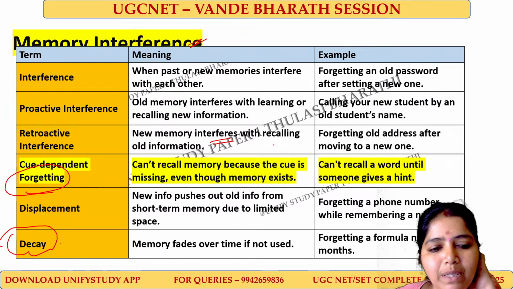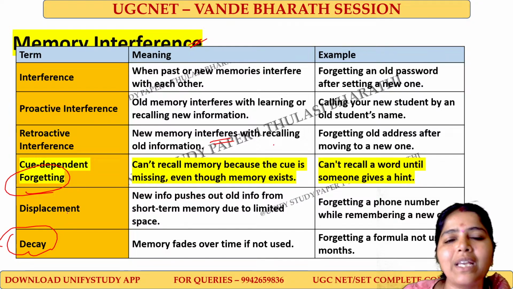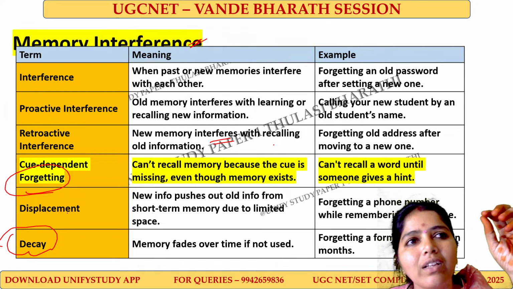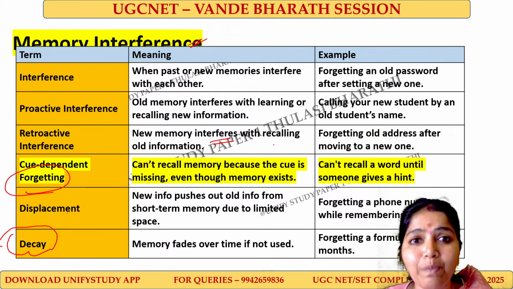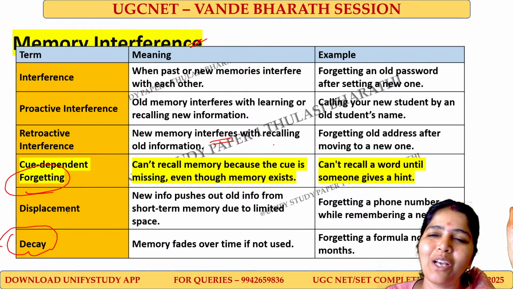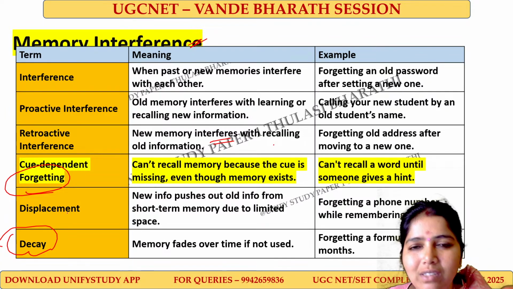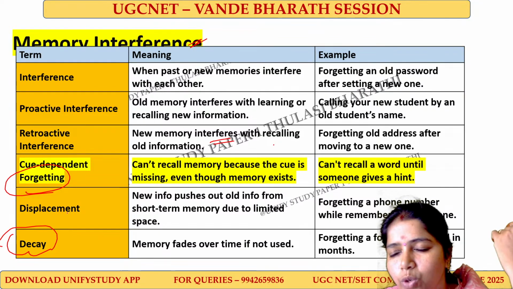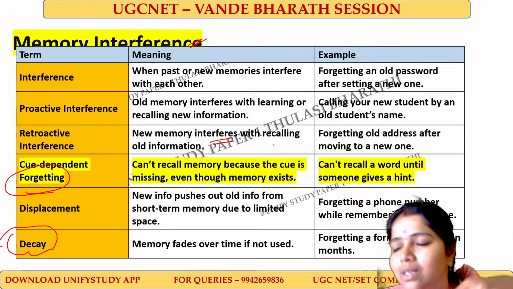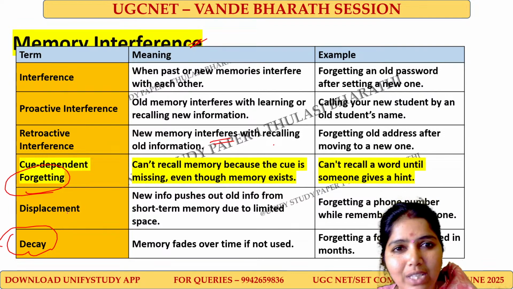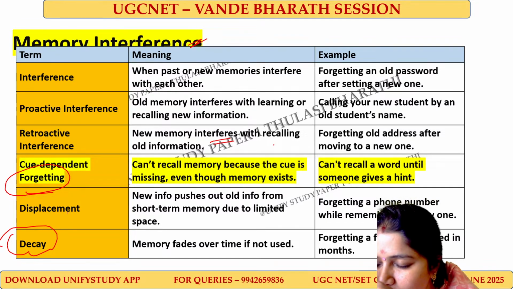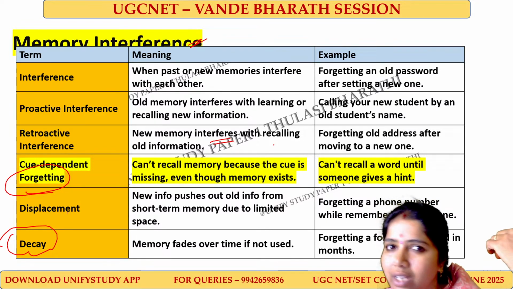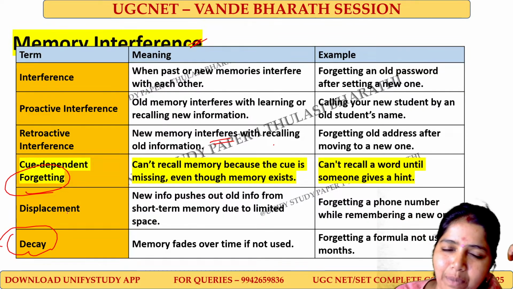Next, displacement means the new information takes over and the old one is forgotten. Nowadays that is what is happening. We read one content, it is stored in our memory. We read another content, the old goes, the new occupies. Next we see another memory for the same content, that comes into the mind, and this goes. So displacement is happening.